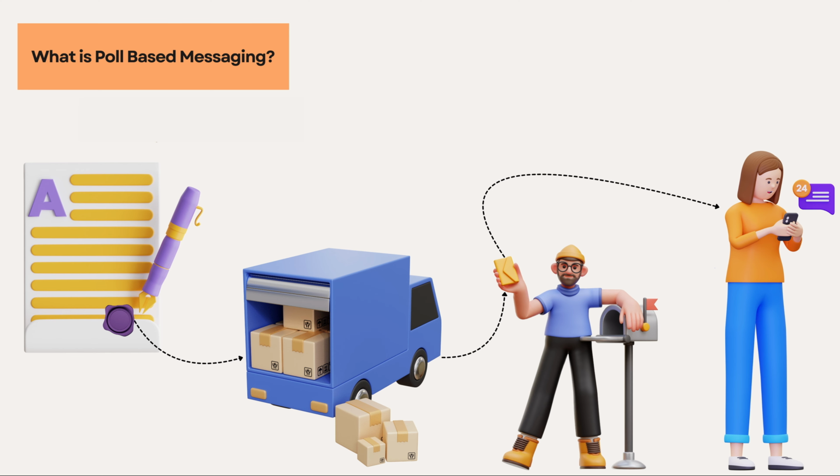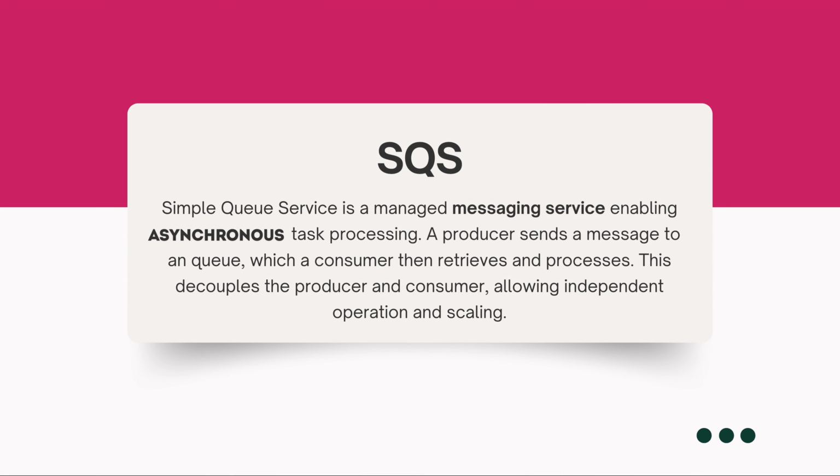Think of SQS as a postman delivering messages to the mailbox. We have a message producer, like a front end, that sends a message to the SQS queue, and the backend consumer can then retrieve the message from the queue whenever it's ready. Now, SQS is a messaging queue that allows asynchronous processing of tasks.